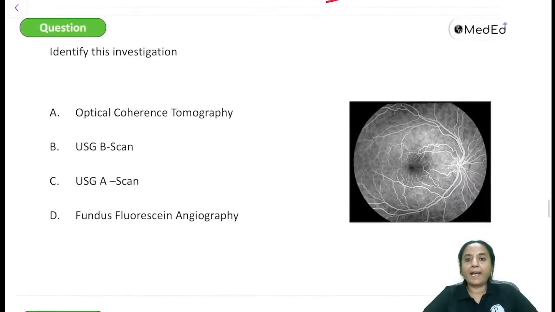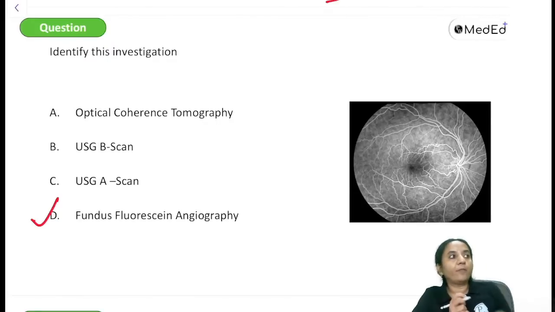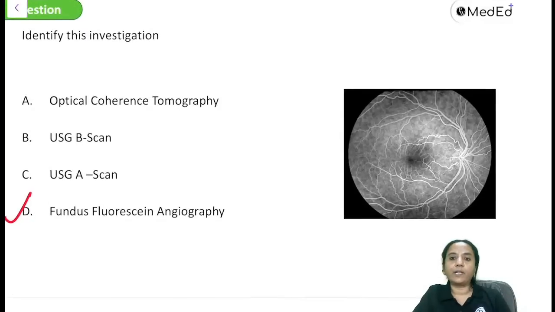Next question. Identify this investigation. So this is FFA, fundus fluorescein angiography. Here, fluorescein dye is injected into the patient's vein. You wait for the dye to reach the retina, and then you take pictures of the retina. So you can see the dye inside the retinal blood vessels, and you will be able to delineate or study the retinal blood vessels.